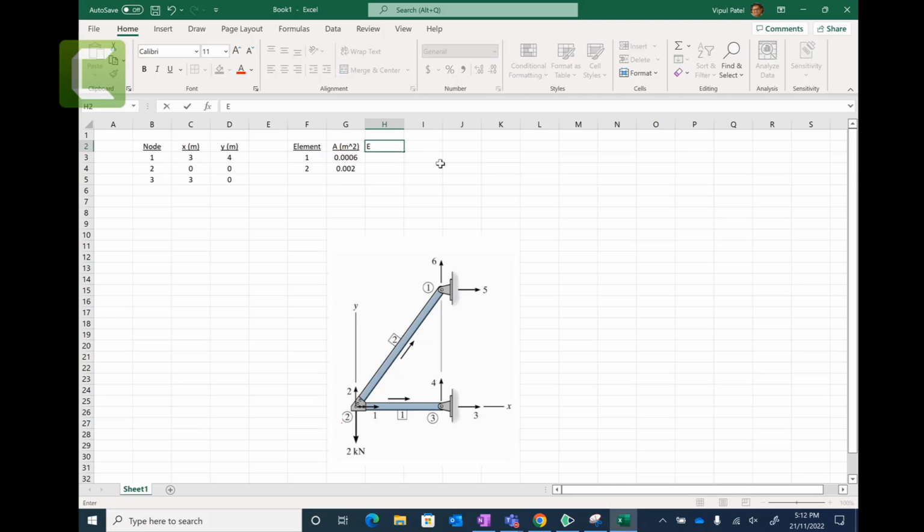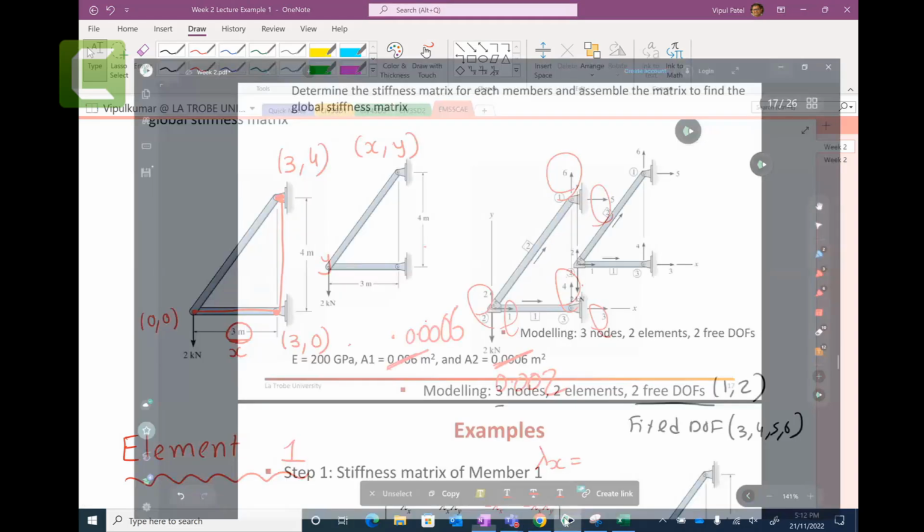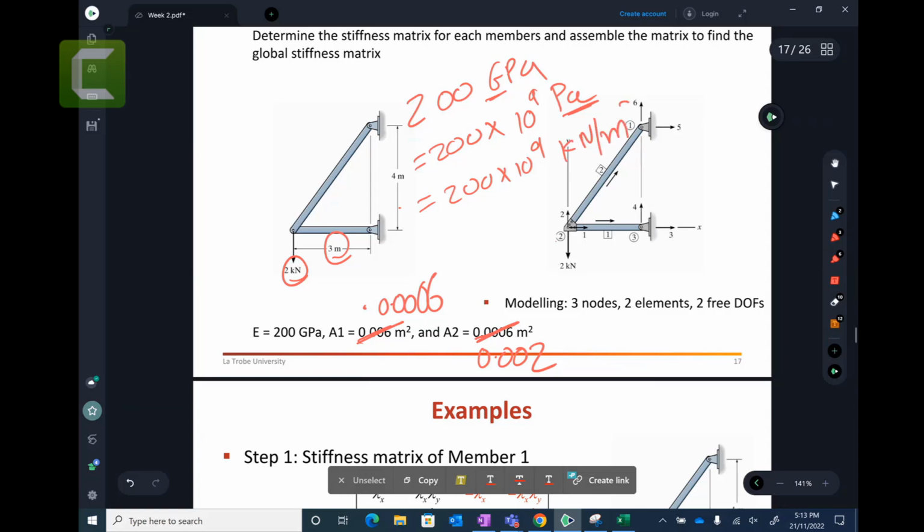Young's modulus is given in gigapascal, so I need to explain that gigapascal story. How much is it? It is 200 gigapascals. We have this in kilonewtons and we need it in meters, so we need to understand the gigapascal. Giga means 10 to the power 9. So 200 times 10 to the power 9 pascals, and I can write it in kilonewton per meter square.